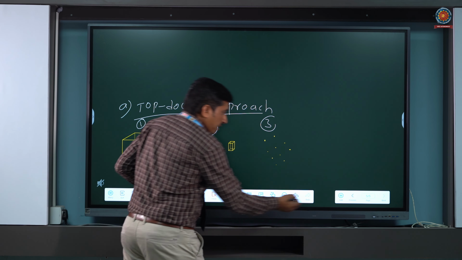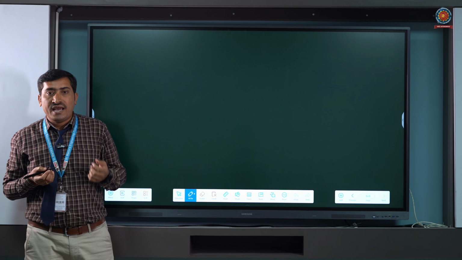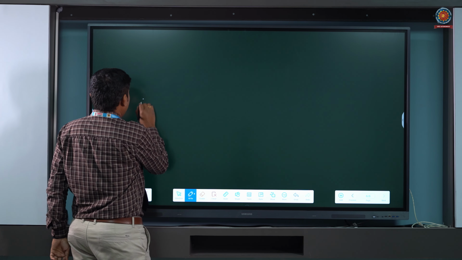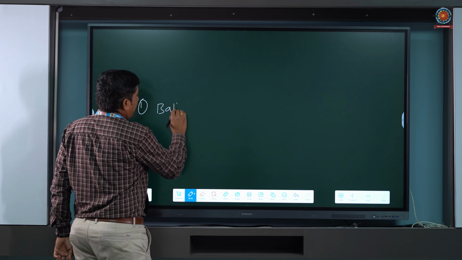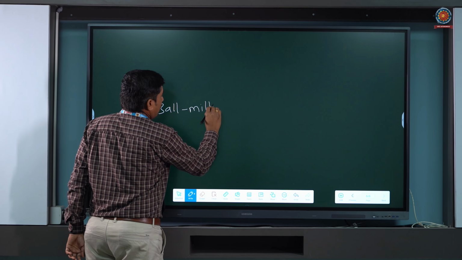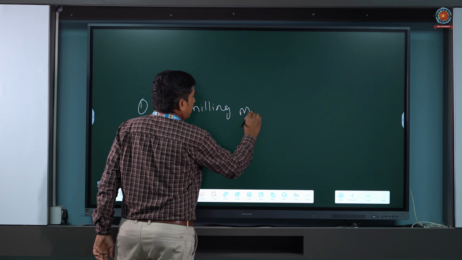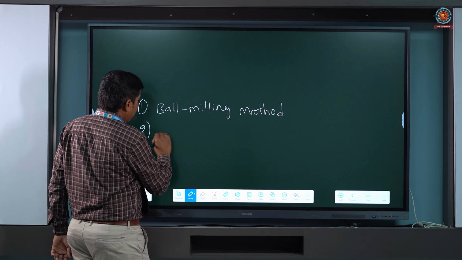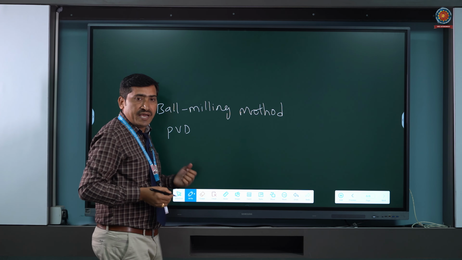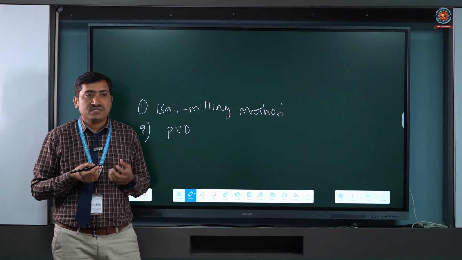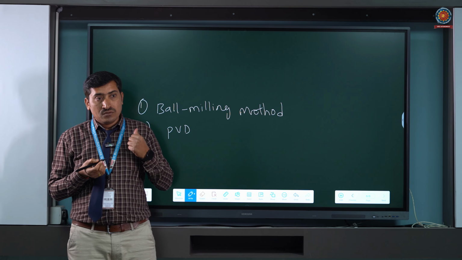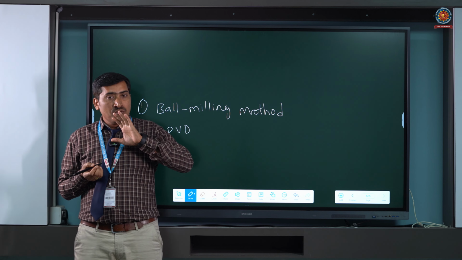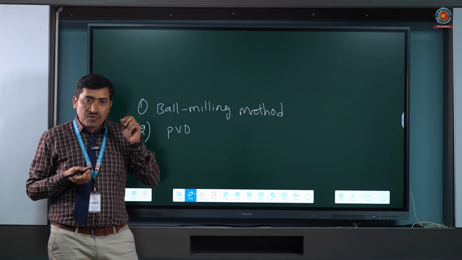The top-down technique has two main methods. The first method is ball milling. This method is not a chemical route technique. The second one is PVD. These two methods belong to the top-down approach, and these two techniques are not chemical route techniques.